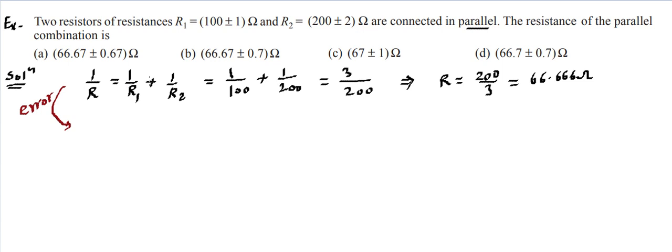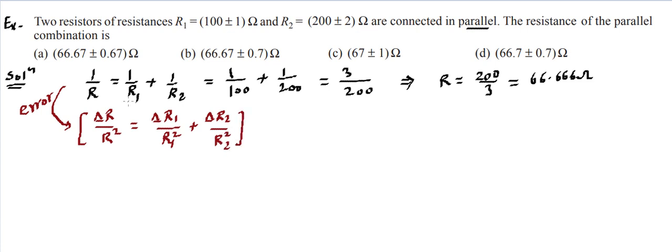So in this kind of expression, the final error expression comes out to be what I'm writing over here. After doing this, you are going to get delta R divided by R square is equal to delta R1 divided by R1 square plus delta R2 divided by R2 square. For the time being, you just learn this. For this kind of expression, whenever you have 1 upon something equal to 1 upon something plus another thing, it will have an error formula like this.